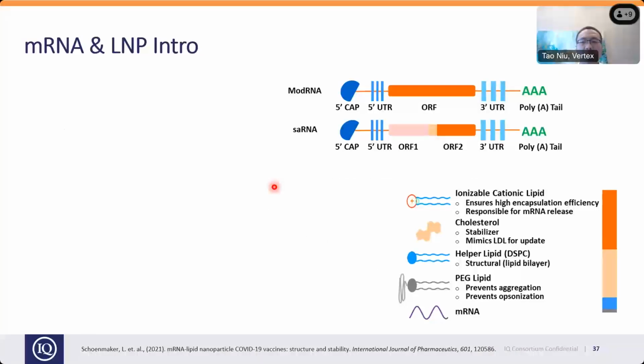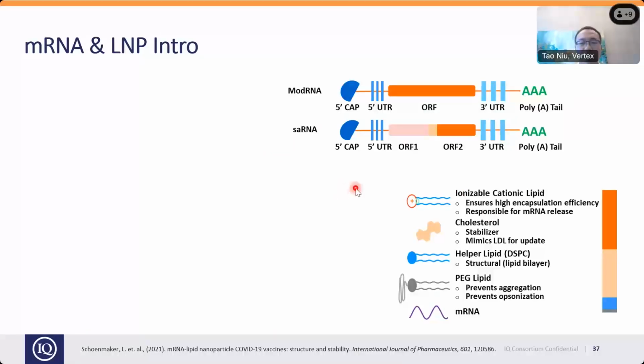So as you all see, this is a typical structure of modified and self-amplifying mRNA, and typically there's a 5' cap, 5' untranslated region, open reading frame, 3' untranslated region, and a poly A tail. And mostly thanks to Katalin Karikó and Drew Weissman from UPenn for their discovery of using pseudouridine to replace uridine, we can have reduced immunogenicity for mRNA.